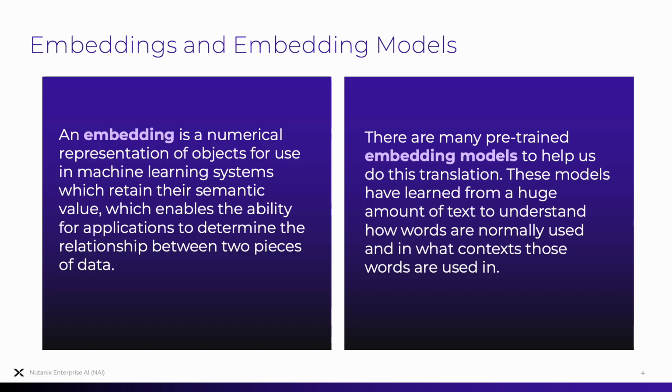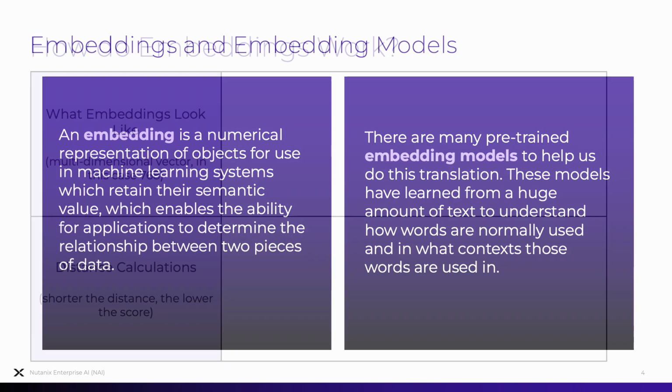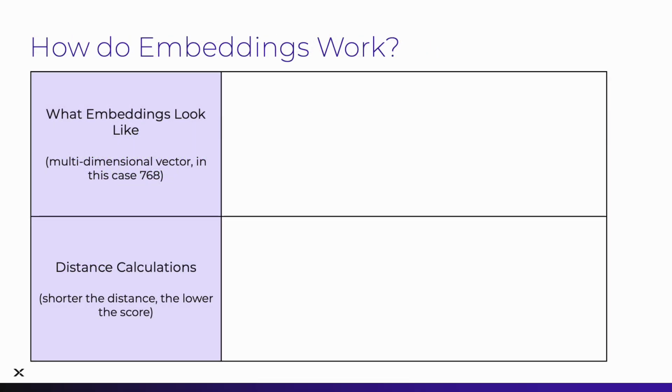Now, there are many pre-trained embedding models that can help us do this translation from text to an embedding vector. These models have learned from a huge amount of text and so understand how words are normally used and which context these words are used in. So let's take a look at a quick example.